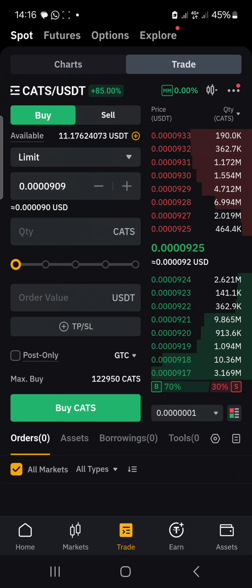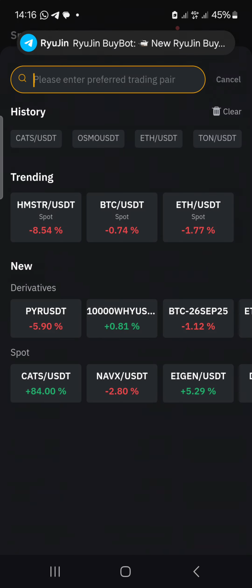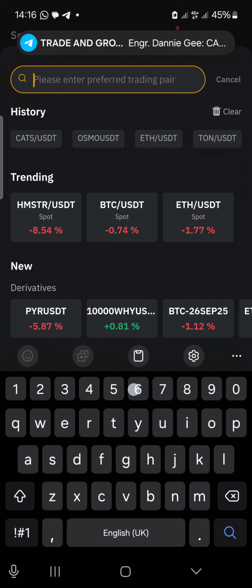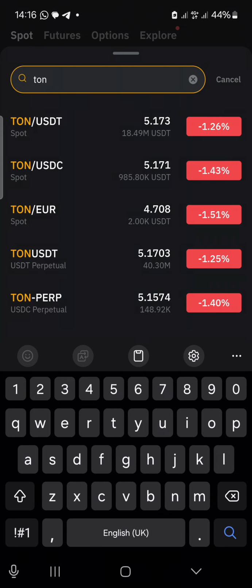It is TON we want to buy. So you click here, boom. When this page is up, you click on this place I highlighted. Then you type TON, the ticker. Whenever you're trading any coin you want to buy, what you type is the ticker of the coin. If you don't understand what a ticker is, in the video where I talked about how to trade on Binance, every detail is there. Okay, so you type TON, it is TON you want to buy.